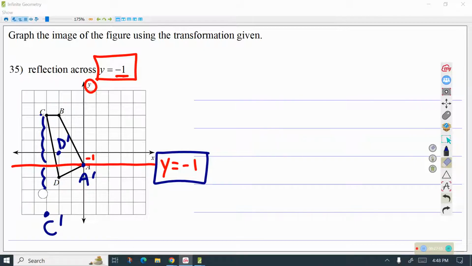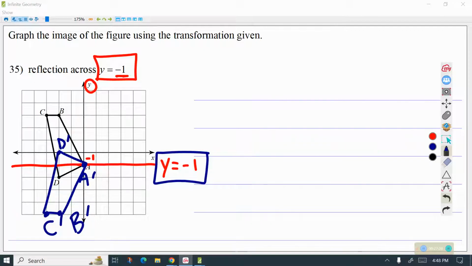I only have 1 point left to graph, so let's get that one. We'll look at B. We can see that it's 4 steps, so I have to count another 4, and that means B prime will go right there next to C prime. If I connect my points, we're complete with this exercise.